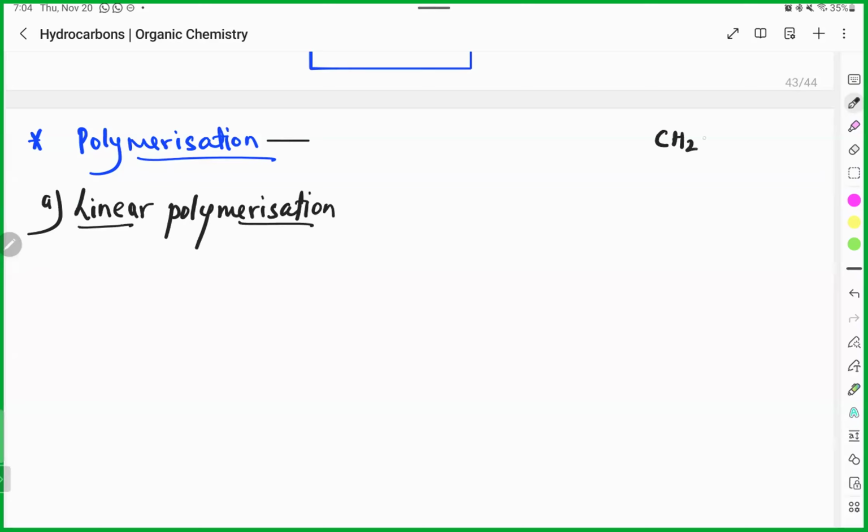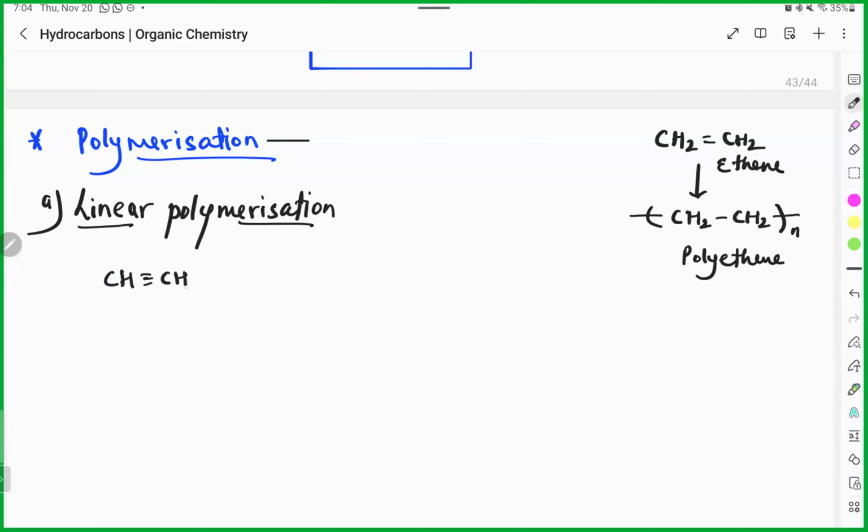We are already done with the polymerization of ethene. When ethene polymerizes, it will form multiple molecules, and this is polyethylene. This is ethene, this is polyethylene. So polymerization means multiple molecules form. The same thing happens here. If you take ethyne, CH triple bond CH, multiple molecules, it will polymerize, and when it polymerizes, what will happen?